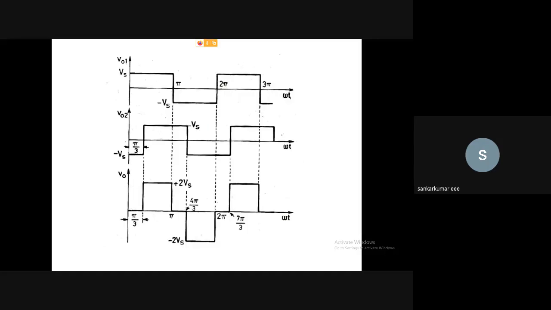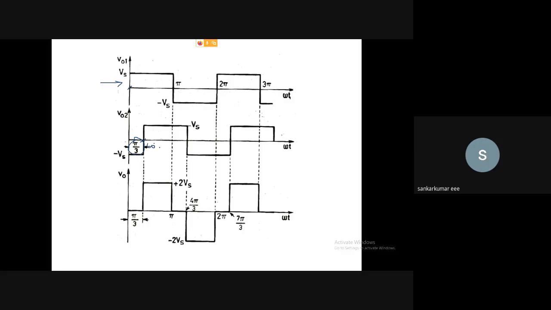So this is the output waveform of the first inverter, V01. That is a perfect square waveform with a magnitude of plus Vs and minus Vs, and V02 also has the same magnitude, plus Vs and minus Vs. So what is the difference? It is phase shifted by pi by 3, that is 180 degrees divided by 3, that is 60 degrees. One starts at 0 degrees, and the other starts at 60 degrees.